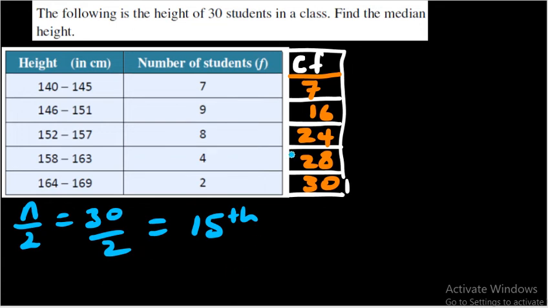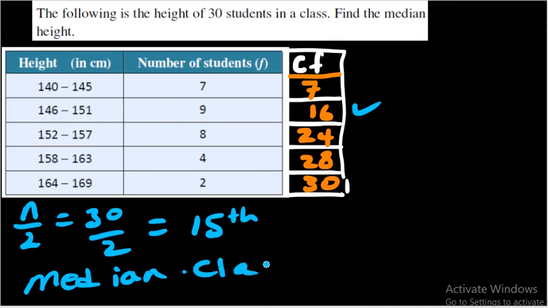So the 15th term is found in the second class, as you see, because the first 7 terms are found in the first class, but the next data, from 7 until 16, are found in the second class. Therefore, the median is found in the second class. The median class will be the second class.